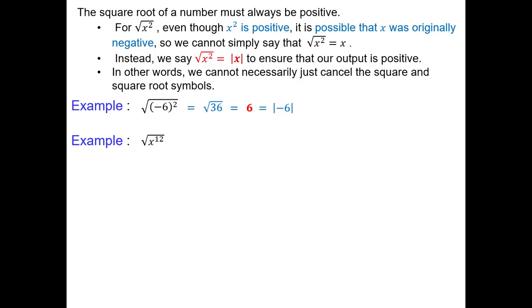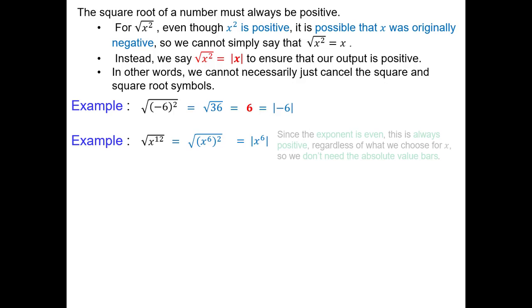Now it's a little less obvious when you're dealing with square roots of variables. And so now we're trying to think, well, what times itself gives x to the 12th? So we could rewrite this as x to the 6th squared. And if you now cancel the square and the square root, the answer would be the absolute value of x to the 6th. But think about this, if the exponent is even, that would force the output to always be positive anyway. So in this particular situation, it's not necessary to actually write the absolute value bars, so we could just say that the square root of x to the 12th is x to the 6th.